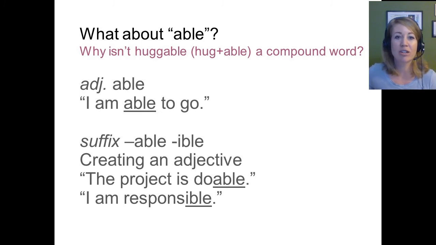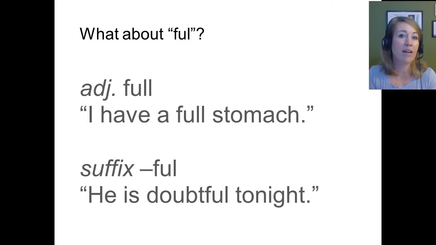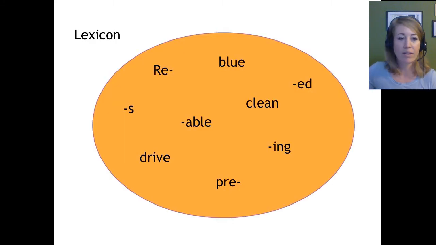We can see this illustration with the suffix full. So in English, we have the free morpheme full. It's an adjective. I have a full stomach. And then we also have the suffix full. And you can see this one's a little easier to conceptualize because it's spelt differently, right? And the suffix full is not a free morpheme. It's bound. It has to add to something. So he is doubtful tonight. Okay, so doubt is a verb and full makes it an adjective. So again, this changes our verbs to adjectives.